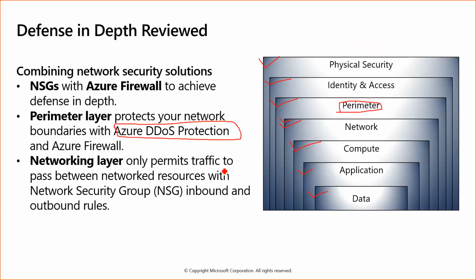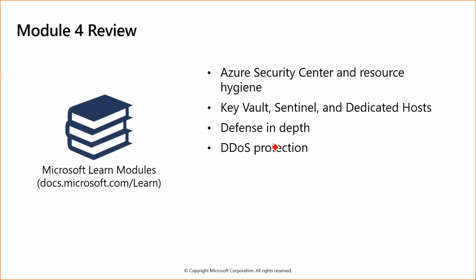The network layer only permits traffic to pass between network resources with network security groups, inbound and outbound rules. Okay, so the network layer only allows whoever we have given permission to come in or go out. So by this we can achieve a complete layered solution for our Azure resources. So today we discussed Azure Security Center, resource hygiene, Key Vault, Sentinel, dedicated hosts, defense in depth, and DDoS protection.